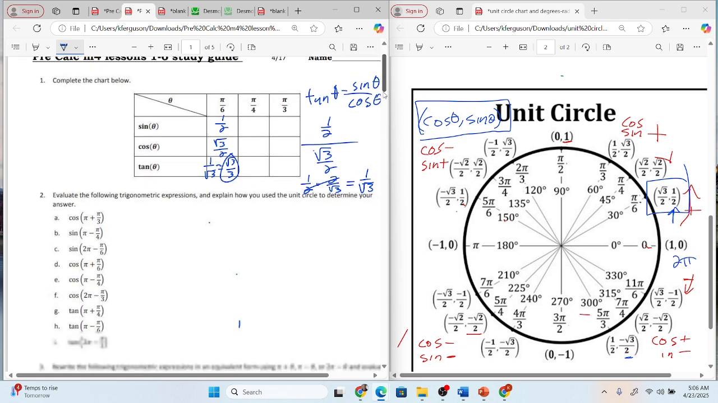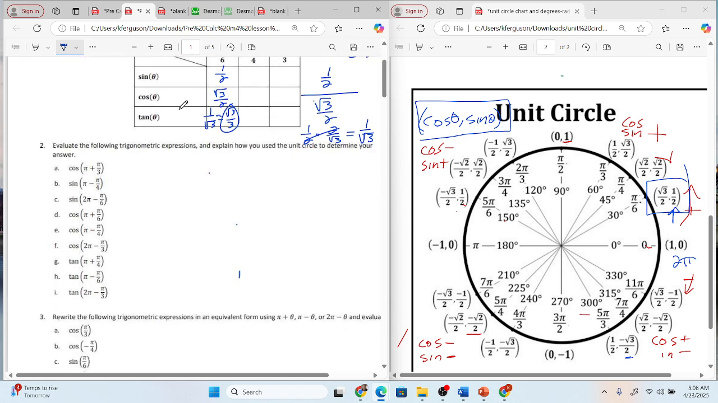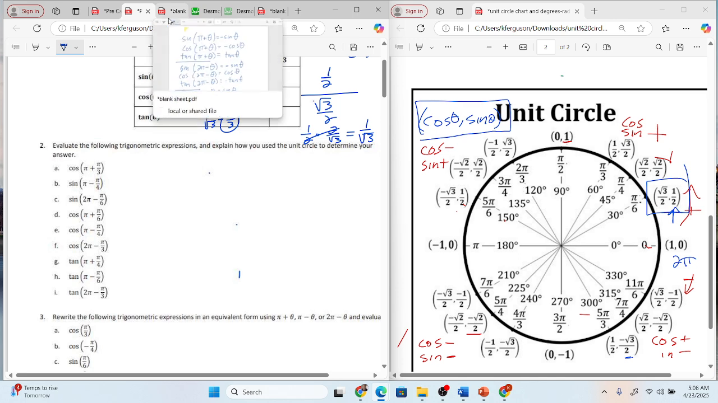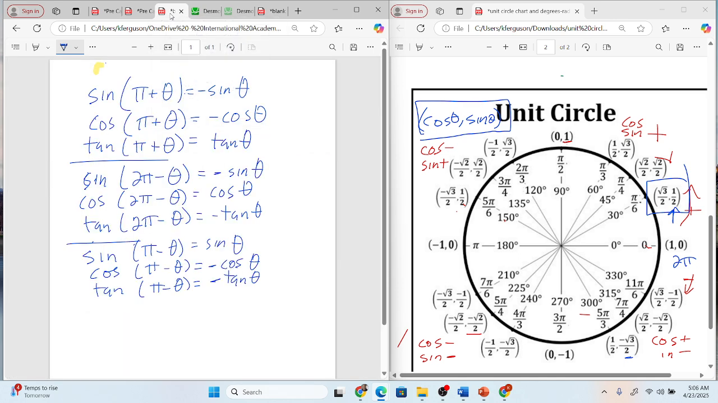Okay, so let's jump right in right here. Evaluate the following trigonometric expressions and explain how you use the unit circle to determine your answer. Maybe you don't need to explain, but what I do need to do is talk about this for real quick. Okay, so here are some things that we got. So let's make sure we understand what's going on.